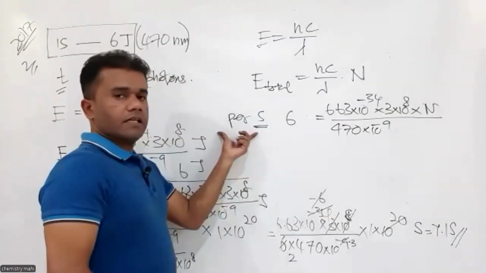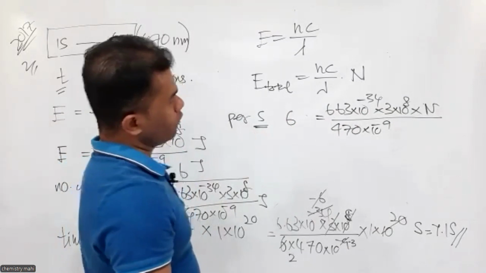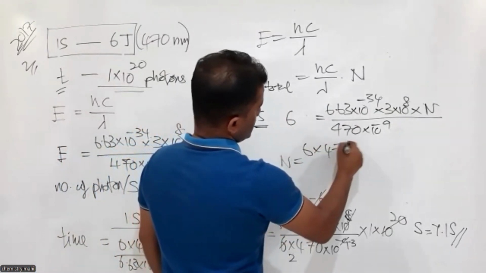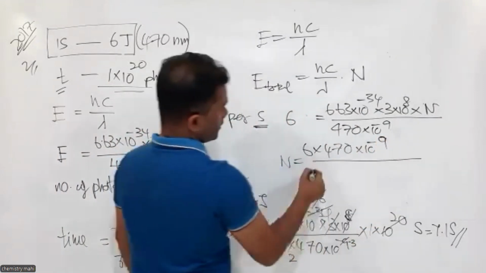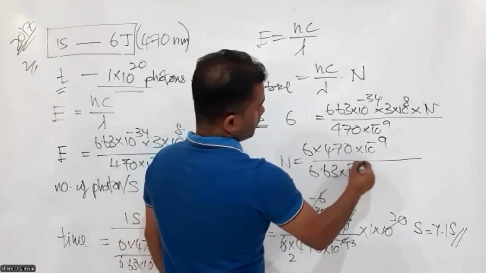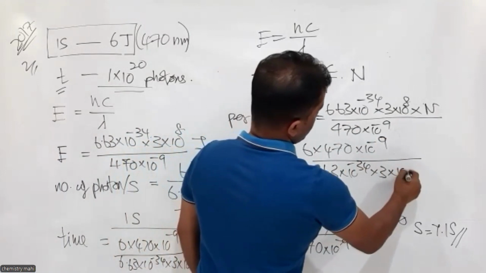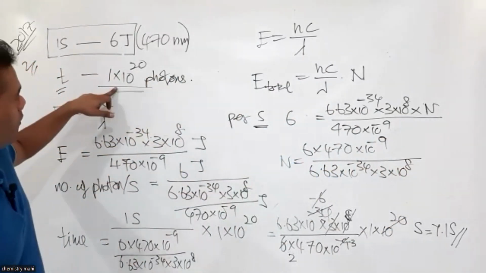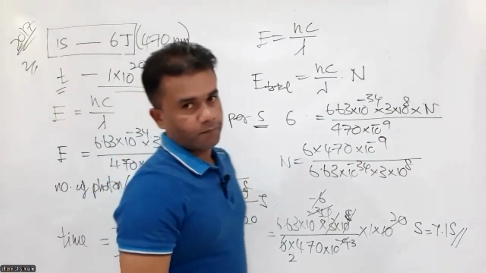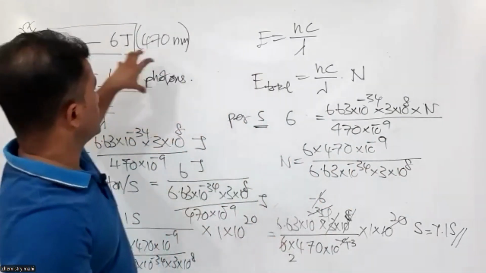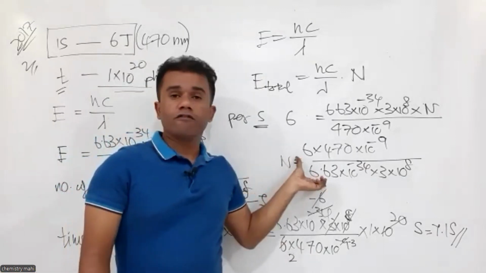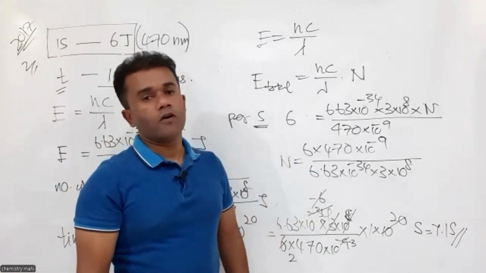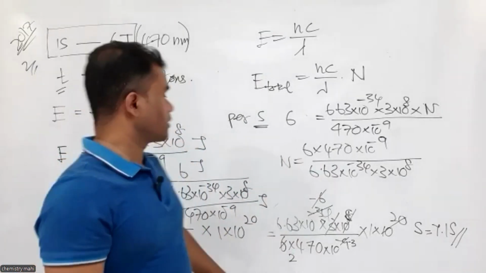Then I need how many times for that number of photons? So once you get this N, like 6, 470, 10 to the power of minus 9 divided by 6.63, 10 to the power of minus 34, 3, 10 to the power of 8, that's the number of photons per second. Now you are given the total number of photons. Then what I do? I divide the number of photons by the number of photons released per second. Then you get finally the time for this number of photons. That's what we have finally.